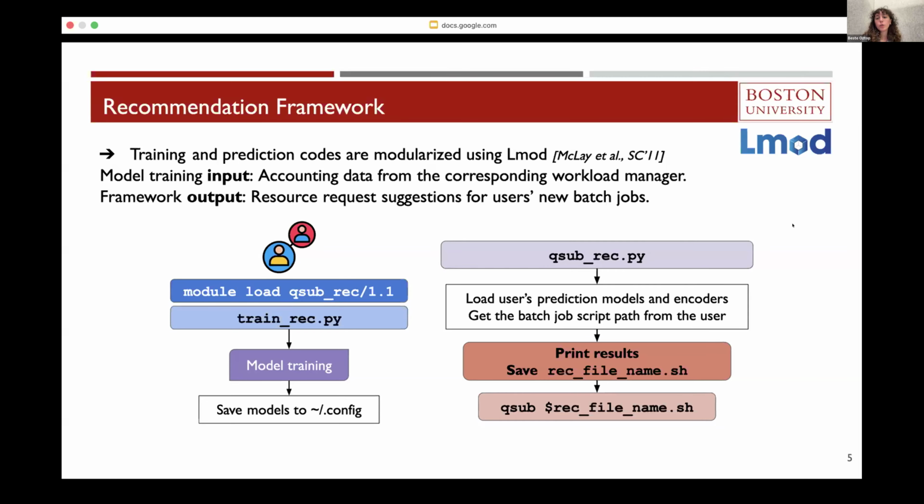And then running the qsubrec script, we first load the user's prediction models and encoders, and we also receive the batch job script path from the user. This is the original path that they are using in order to submit their batch jobs. And we are making predictions on the requested cores or other resources and create a new file by adding rec to the original script name, and we print the results. So after this stage, the user has the option of submitting their original or the recommended batch job file to the system.